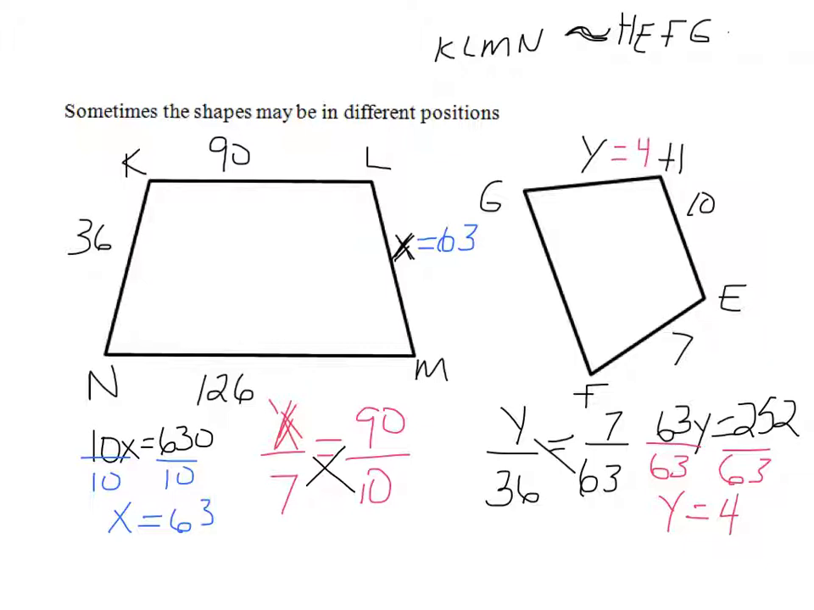And remember, if it asks you about angles, all angles on similar figures are congruent. They're the same. So if angle N is 75, that means angle G is 75, and so on.